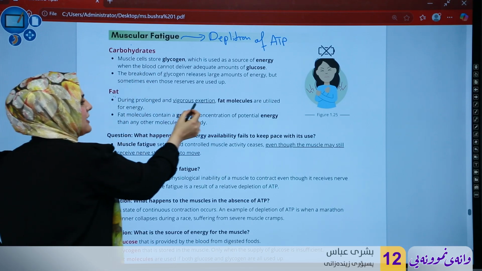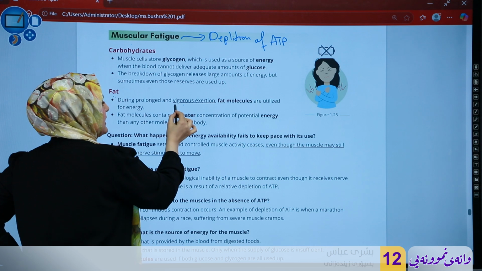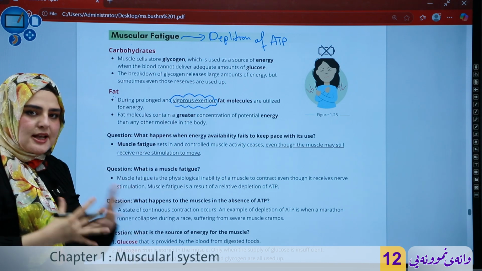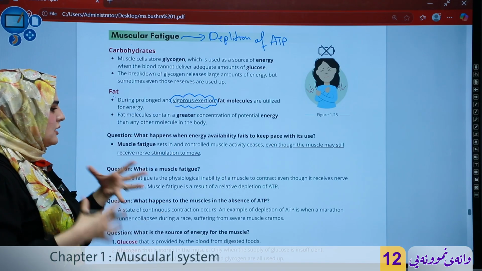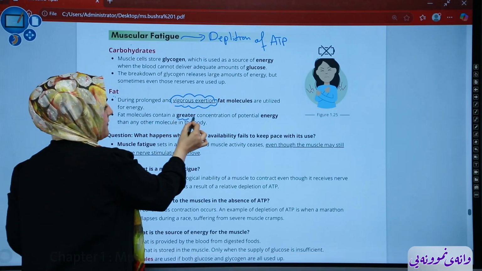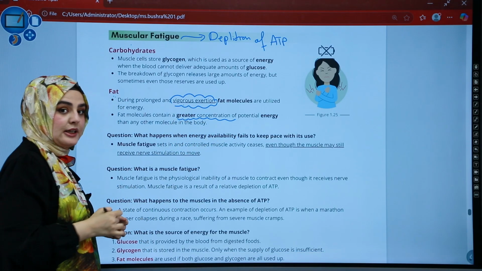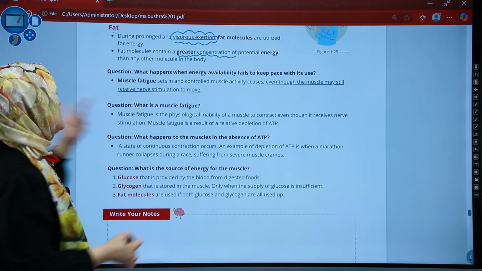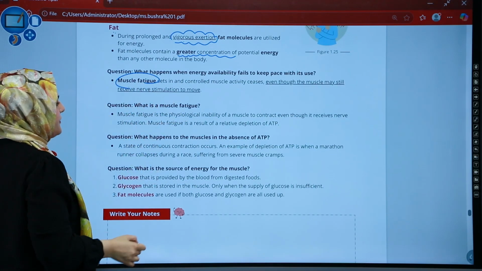Remember, fat can burn only when you have vigorous exertion or exercise. You should have very strong and demanding exercises for it to burn. However, fat has more energy in it. You should know about that too. So what happens when there's no energy? Muscle fatigue. What is muscle fatigue?